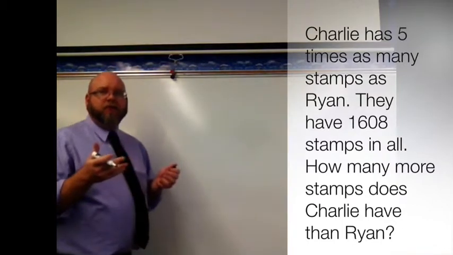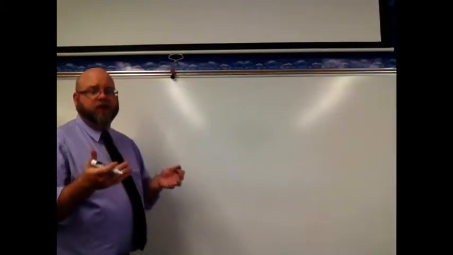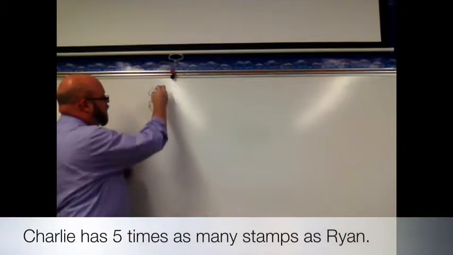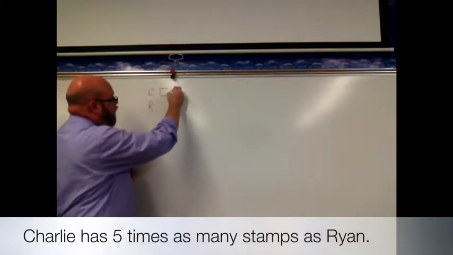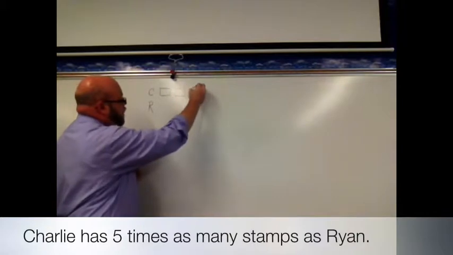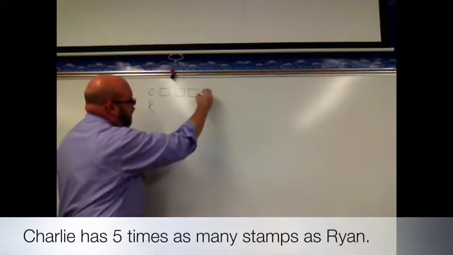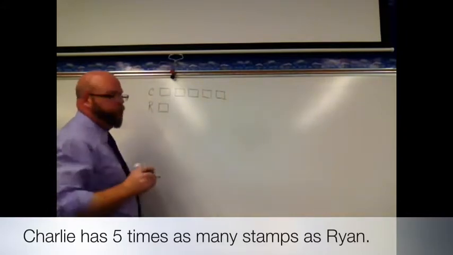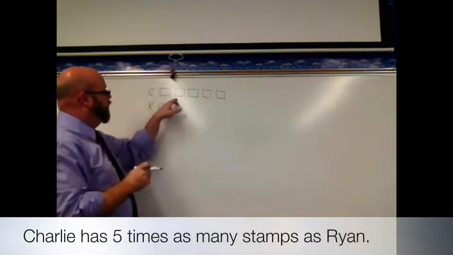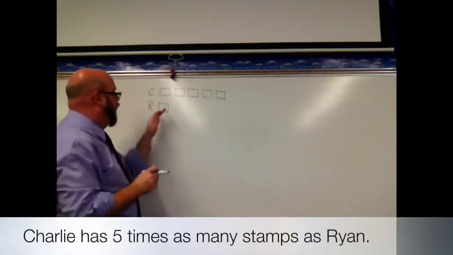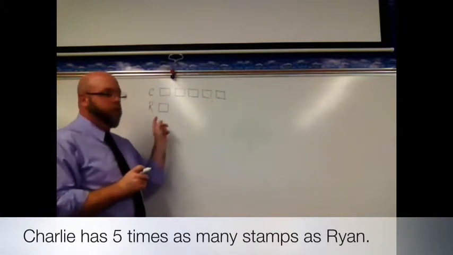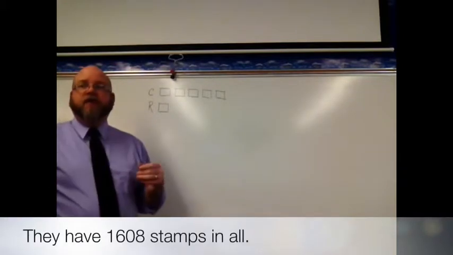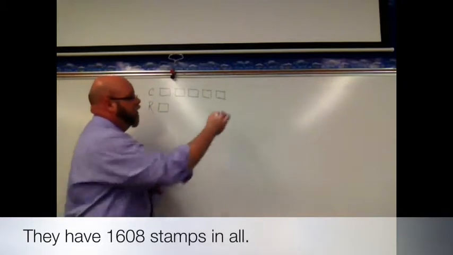In the bar model setup, it's going to say that Charlie has 5 times as many stamps as Ryan. So here's Charlie, and here's Ryan. And these would be the boxes that they could put their stamps in. Charlie has 1, 2, 3, 4, 5 boxes compared to Ryan's 1 box. That's 5 times as many as Ryan. That makes sense. Now the rest of the story says that they have 1,608 stamps altogether.